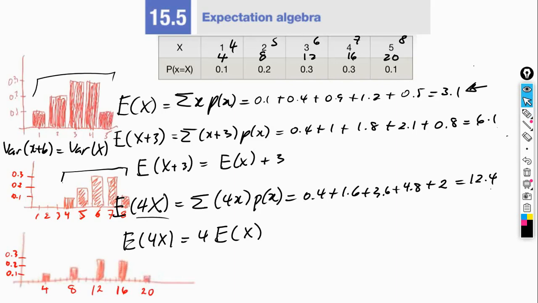Now, what would happen in this case, the last one, where we multiplied each of the variables by 4? Well, notice that now instead of 1, 2, 3, 4, and 5, our x values are going to be 4, 8, 12, 16, and 20, and their probabilities will remain the same, but the variance has definitely changed by a large factor. Now, we don't know what that factor is yet, but in the next slide, we're going to go into this a little bit deeper.